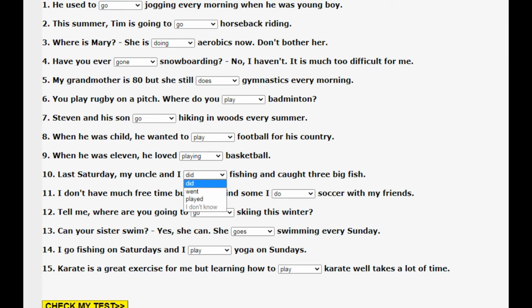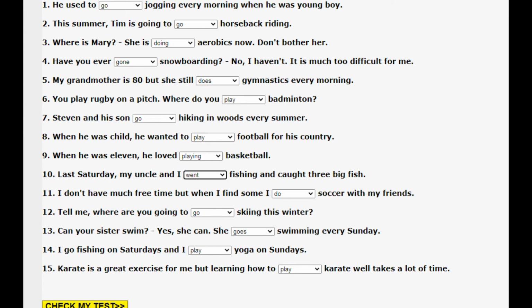Again, which verb do we use before another verb in the ing? We use the verb go. And what is the past tense of go? Past tense of go is went. So you say, last Saturday, my uncle and I went fishing and caught 3 big fish, right?